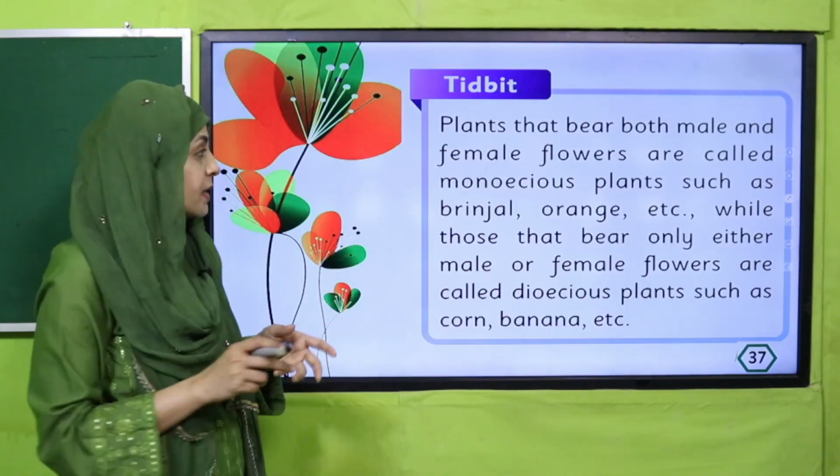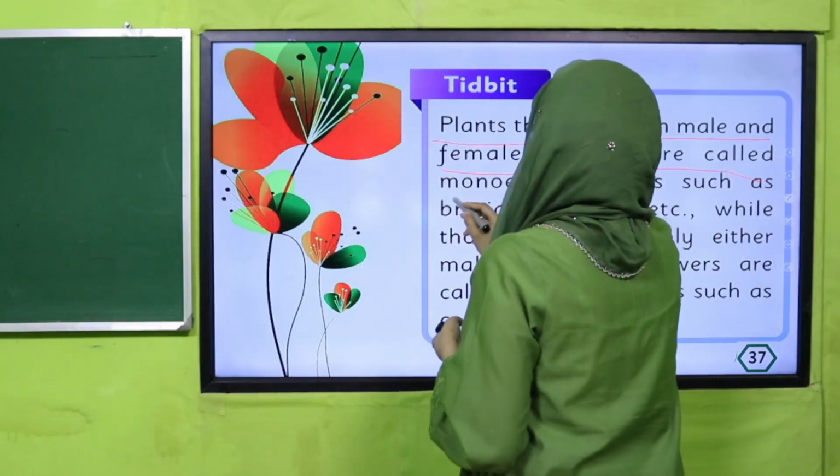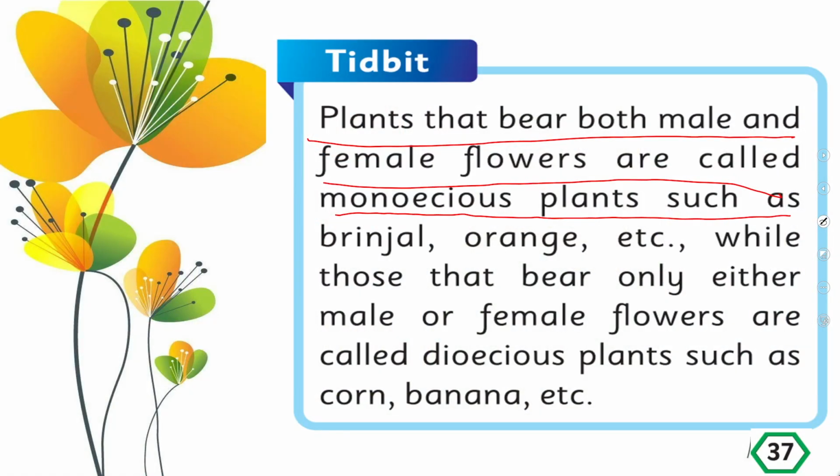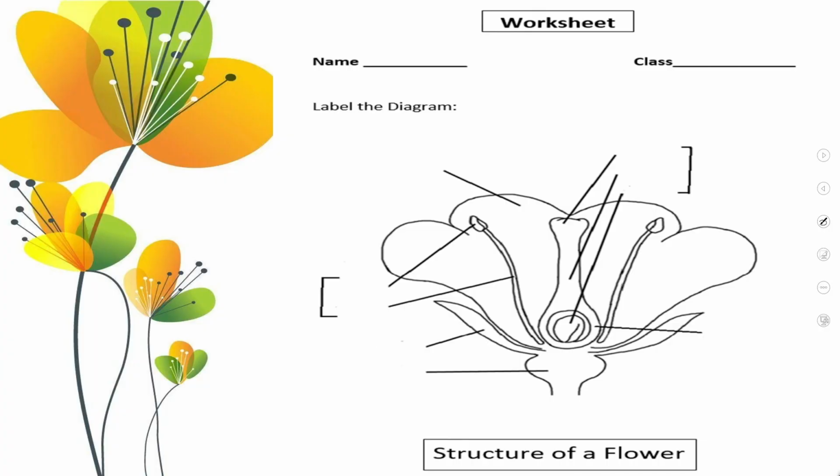Let's look at the tidbits. Plants that bear both male and female flowers are called monoecious plants, such as brinjal, orange, etc. While those that bear only either male or female flowers are called dioecious plants, such as corn, banana, etc. So my dear students, this was an information. Now we will move forward towards the practice.